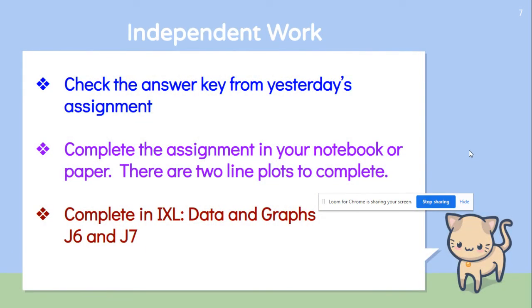So for your independent work for today, you're going to check the answer key from yesterday's assignment. You're going to complete the assignment in your notebook or paper for today's assignment. There are 2 line plots you want to complete. When you are done, you're going to go to iExcel, and under Data and Graphs, you're going to complete J6 and J7. Nice work, everyone.